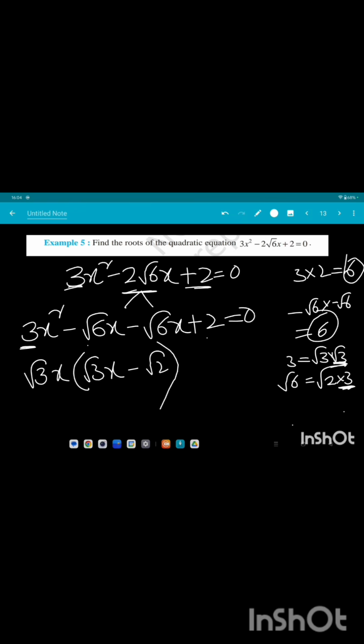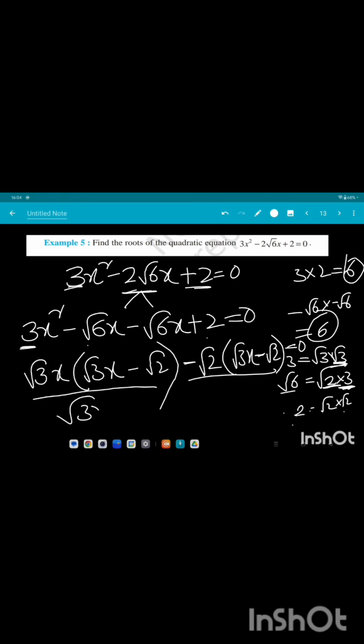Now here 2 is there. We can write 2 as root 2 into root 2. And here root 6, it is already there as root 2 into root 3. So I will take minus root 2 as common. Then what will I get? Root 3x minus root 2 is equal to 0. Right? And this is one term, this is one term. Now I'll take root 3x minus root 2 as common. Then what is the remaining term? Root 3x minus root 2 is equal to 0.